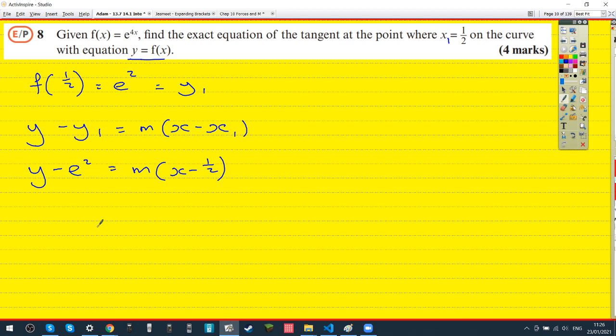So can we still multiply m by everything in the bracket? M is gradient. How do you find gradient? Y equals mx plus c. Wait, no. y2 minus y1 over x2 minus x1. Sure, if we were doing GCSE and it was an easy straight line, but this is a difficult curved line. f dash of x.